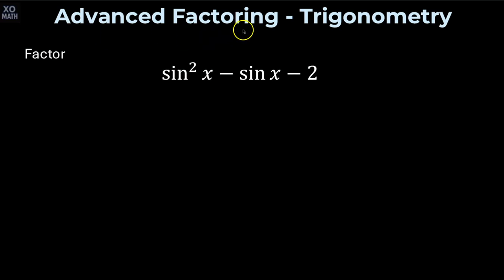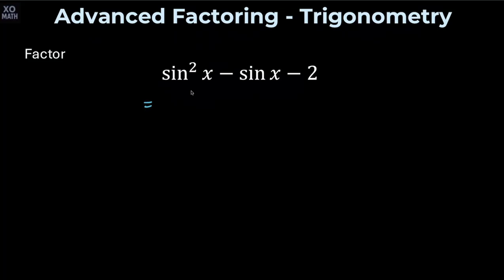Let's do some advanced factoring involving trigonometry. We want to factor sine squared x minus sine x minus 2. Well, what we want to do is recognize that this is in quadratic form. So it looks a lot like a quadratic function. It's easier to recognize if we rewrite it.